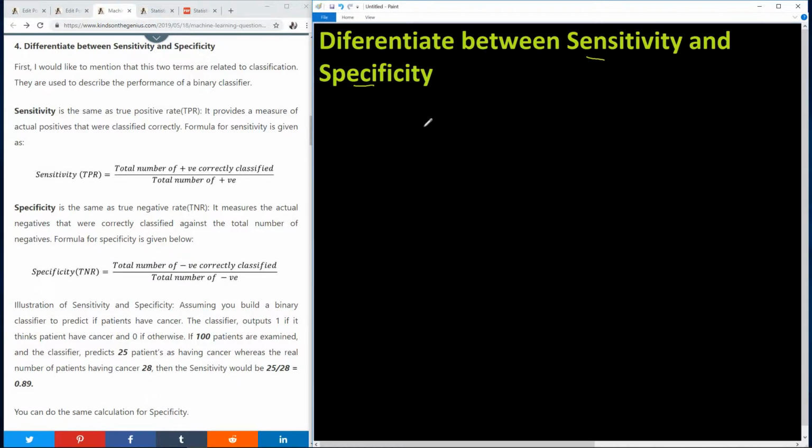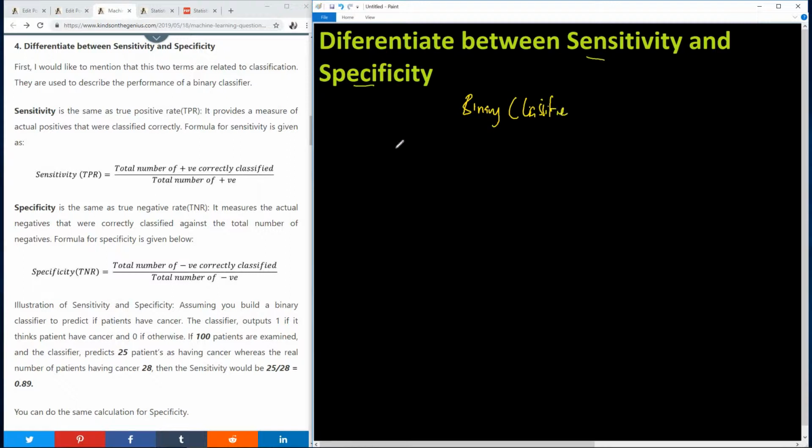Let's first highlight some basic things. One, these two terms are related to classification. Precisely, they are used to describe the performance of a binary classifier. So that is one thing you want to have in mind.